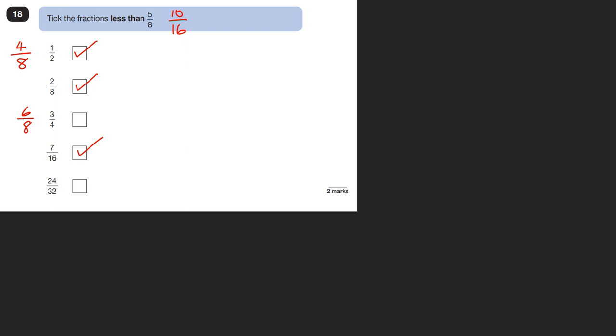And the next one, you can divide by 4. 4 sixes are 24, 4 eights are 32. So that cannot be an answer. So 3 answers possible for question number 18.